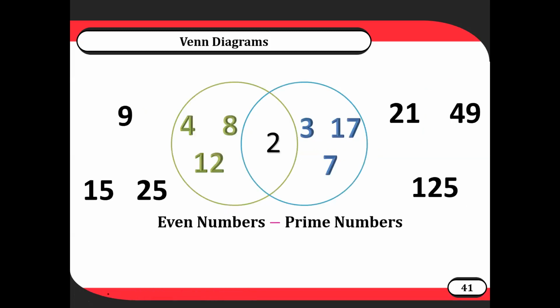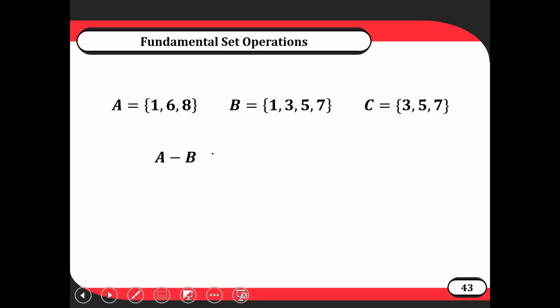So if we take even numbers and subtract the prime numbers, what are we left with? Yeah, 4, 8, 12. Correct. So we take everything that was in our even numbers and we subtract everything from the prime numbers. But really, we're going to end up ignoring these ones because these are not members of the even numbers. But this one was shared. All right, so let's try this again. A subtract B would give us what? Yeah, it gives us 6, 8. So the 1 is the one that's in common. So we're going to subtract the 1 from the A, and we essentially ignore the rest of these.